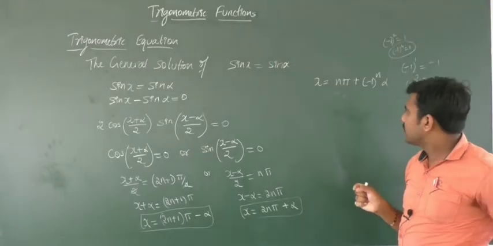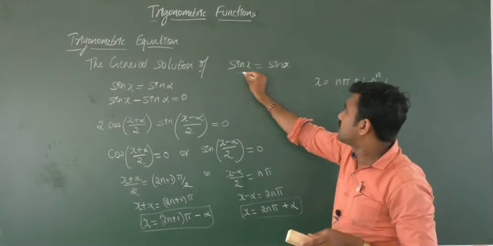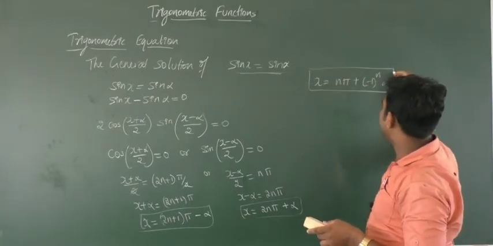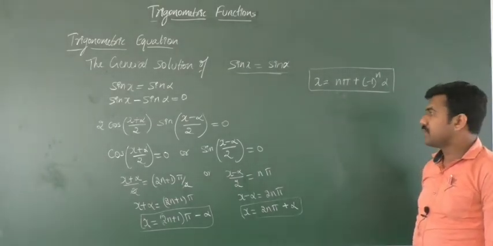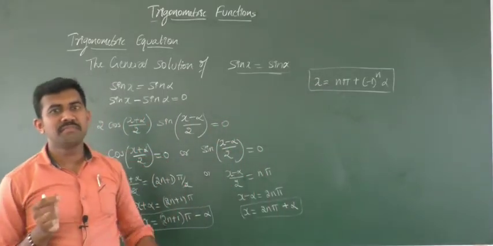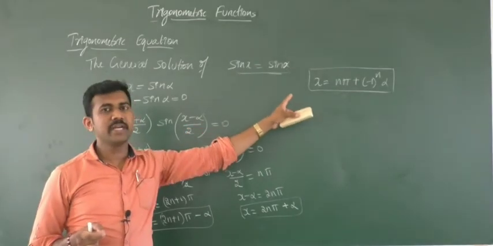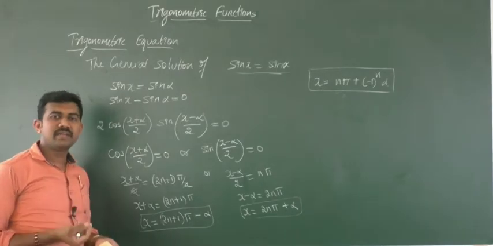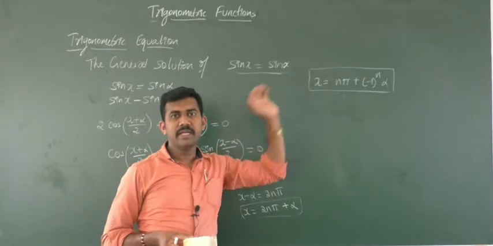So we can write generally the solution of this equation as x is equal to n pi plus minus 1 to the power n alpha. Remember this: when you have the equation in the form sin x is equal to sin alpha, then x is equal to n pi plus minus 1 to the power n alpha, where n is any integer. It may be an odd number, it may be an even number.